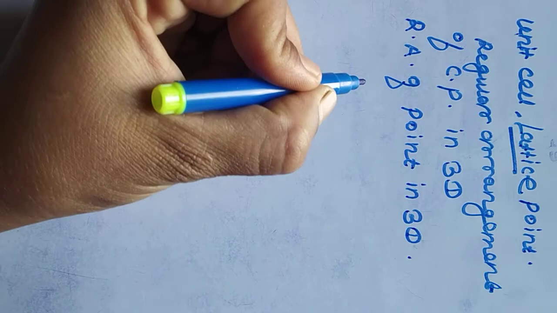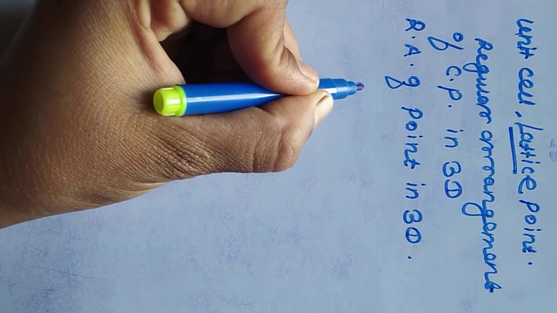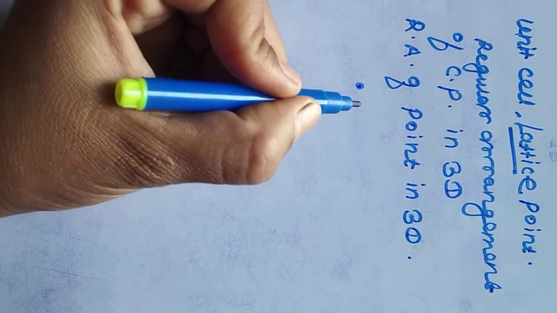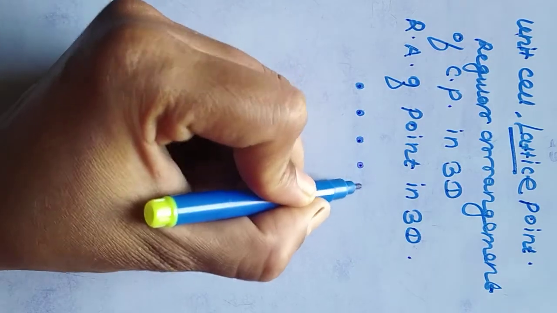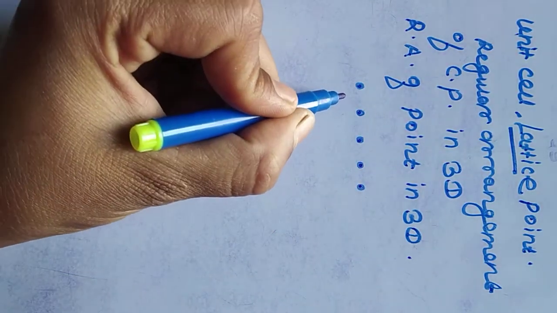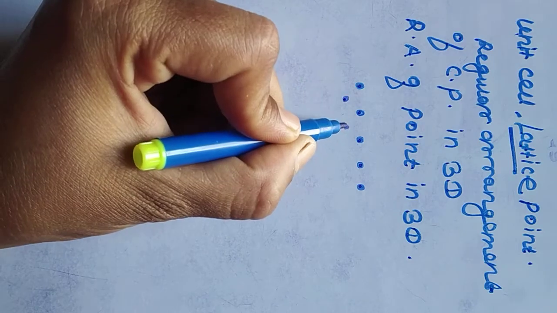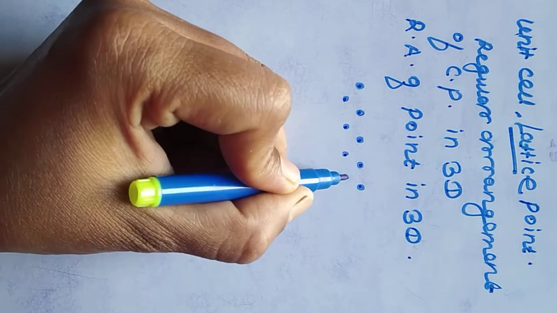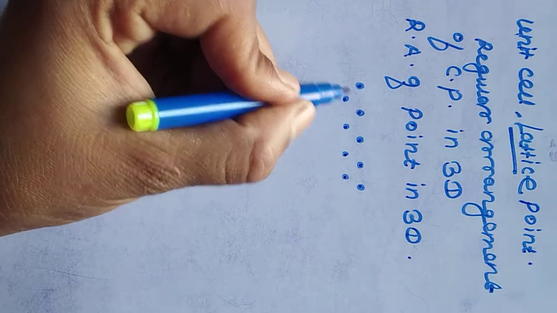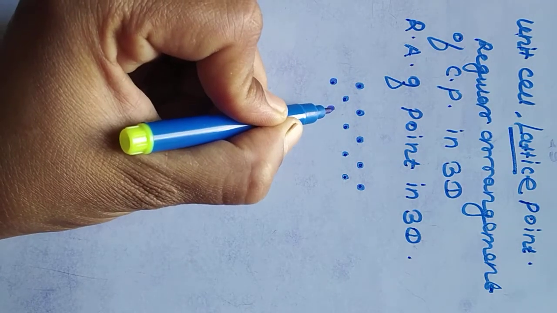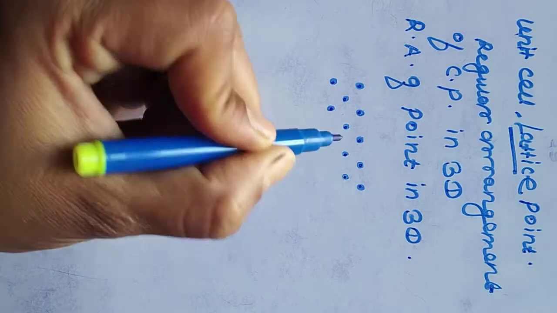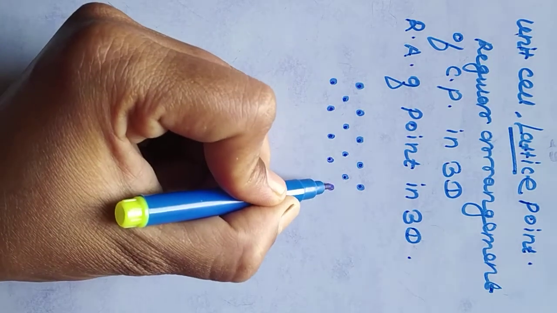Okay, that means what? You can simply take these atoms. I can arrange these atoms in a regular manner, and simply I take here one atom, then between these two, then exactly below the first, like that, below the first atom.